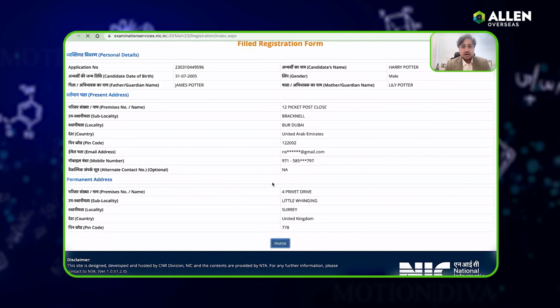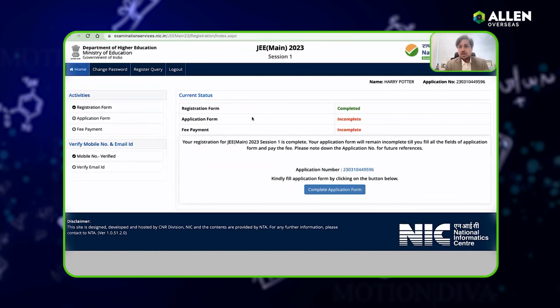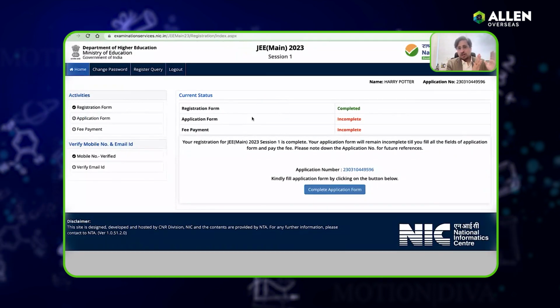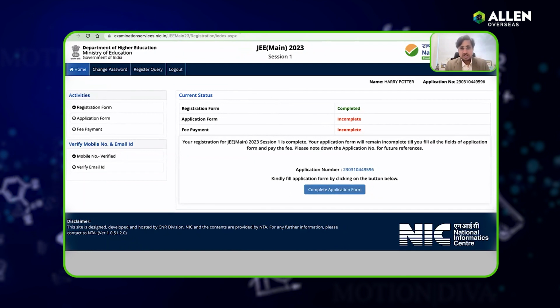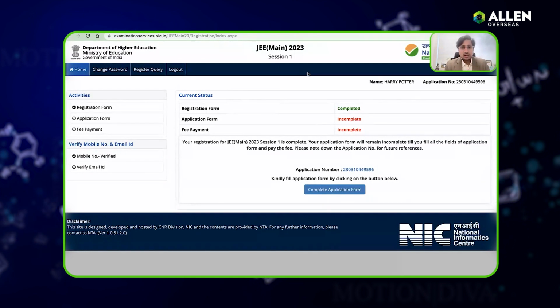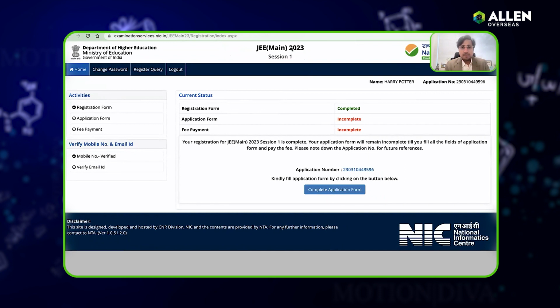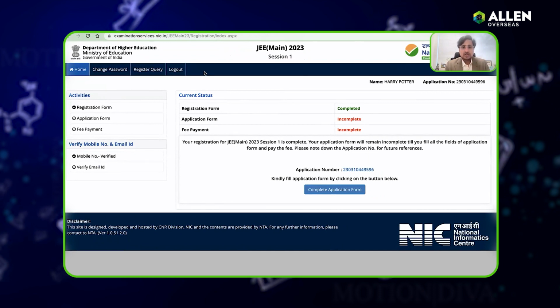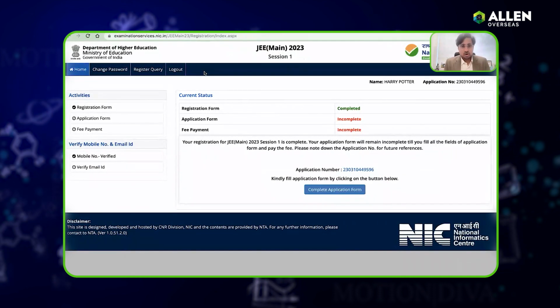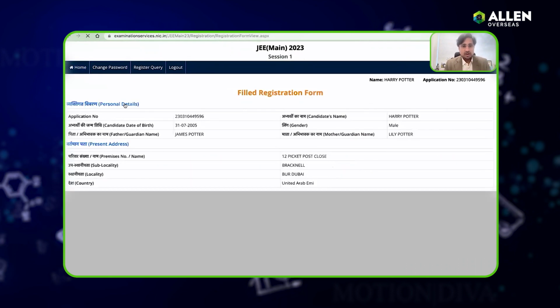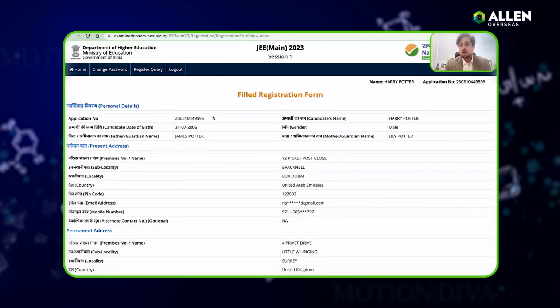Okay, so let me take you back. So this is how the registration form is to be filled. All these details are asked in the registration form. And the application number is self-generated, auto-generated. So a very good question has been asked. This application number is auto-generated.